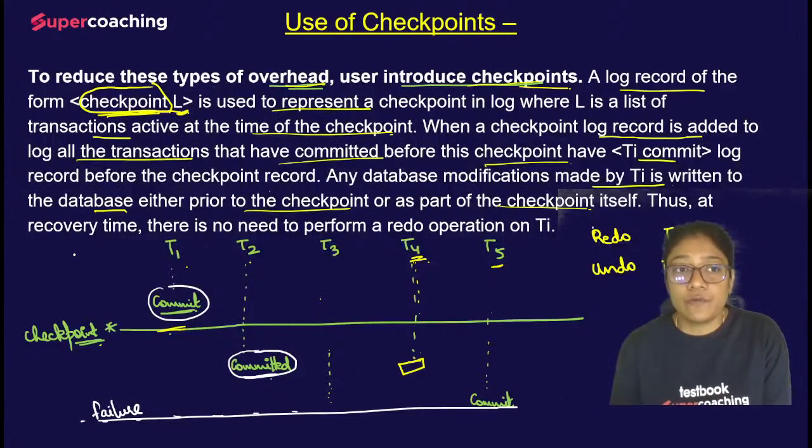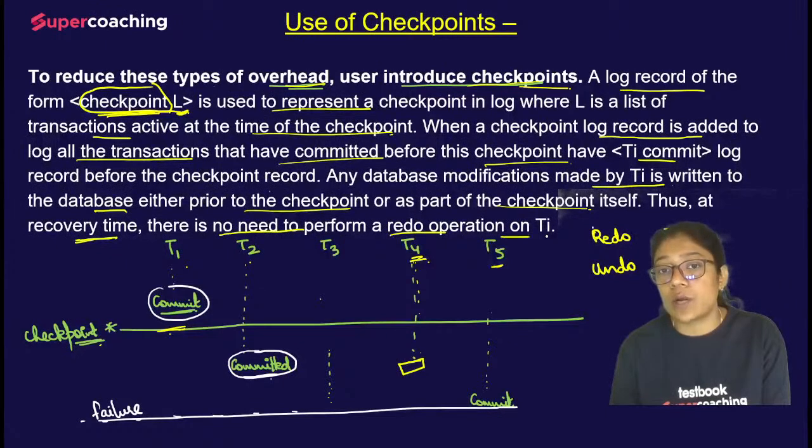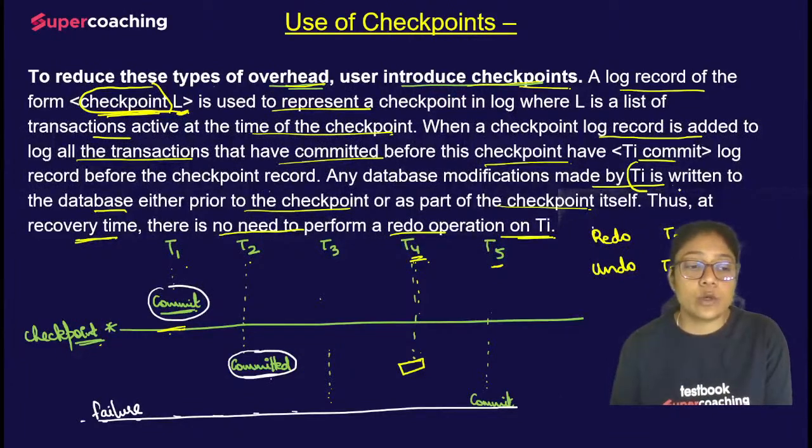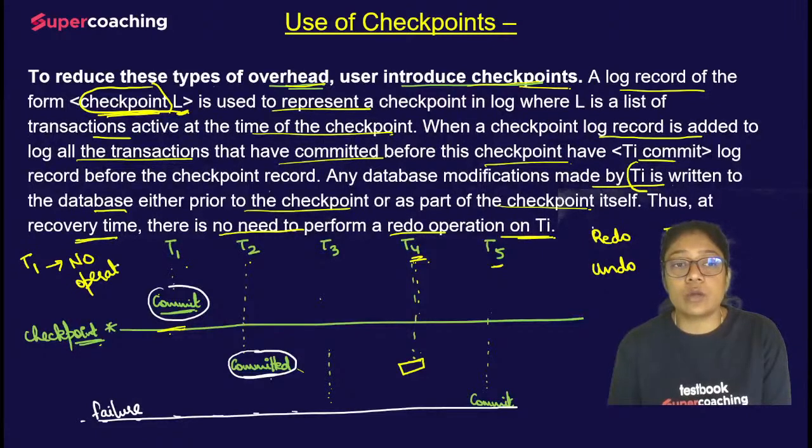So at the recovery time, जब हम recover कर रहे हैं तो उस time पे हमें T1 के ऊपर कोई भी operation perform करने की जरूरत नहीं है. There is no need to perform any operation on the transaction T1. What is this T1? T1 has written the value before the checkpoint or during the checkpoint, right? So that's why we are not performing. T1 does not require any operation. No operation has to be performed on the transaction T1. Okay.